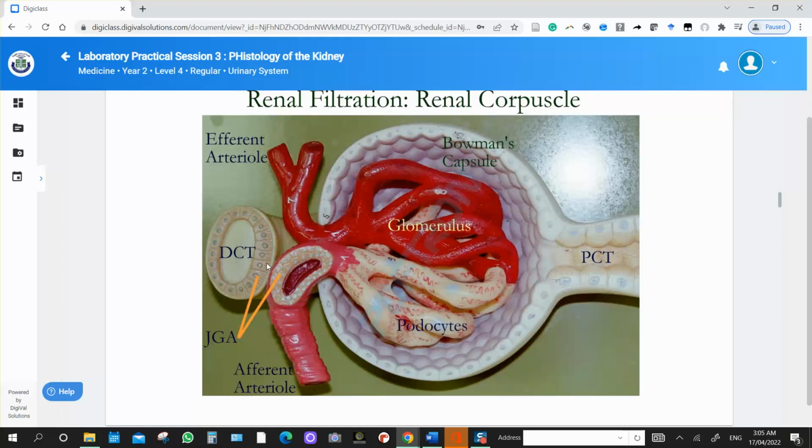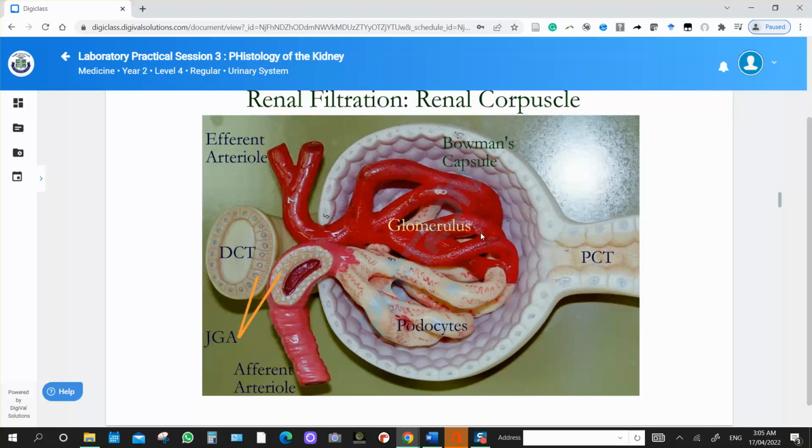So they are parts of the JGA, juxtaglomerular apparatus, and you should know the function of each one of them. There are also other cells over here, the Lacis cells, extraglomerular mesangial cells, which secrete erythropoietin. Okay, we will see it in the next diagram.